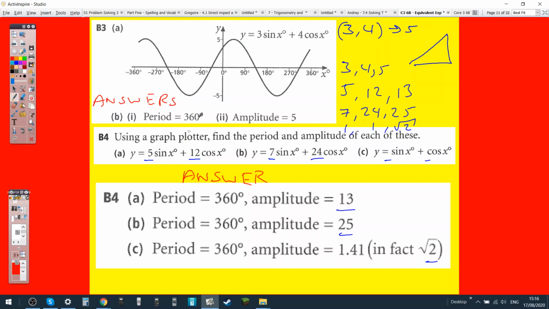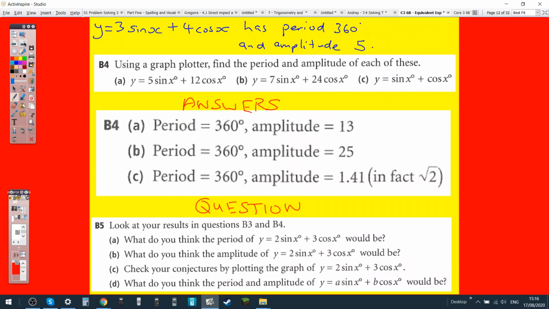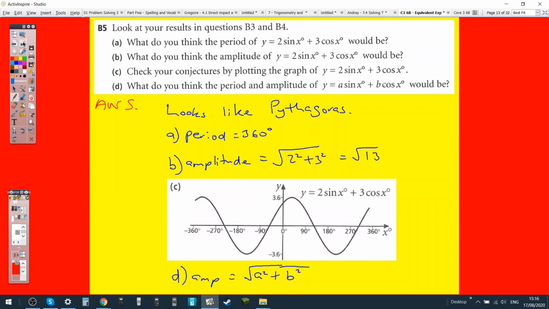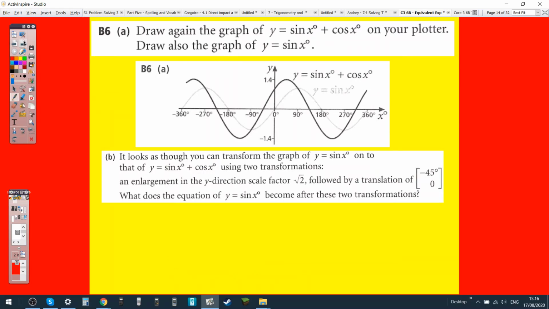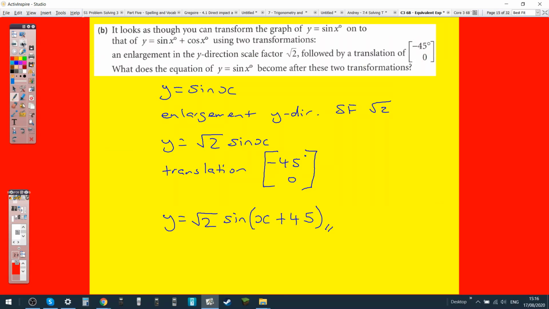So square root of 3 squared plus 4 squared is 5. Square root of 5 squared plus 12 squared is 13. Square root of 7 squared plus 24 squared is 25. And square root of 1 squared plus 1 squared is root 2. Pythagoras. Let's see. That just shows it's a transformation.